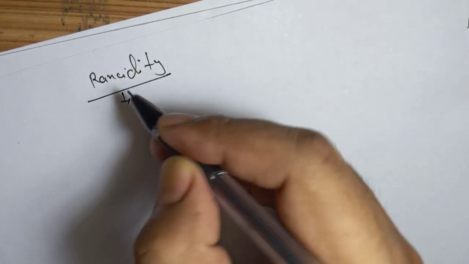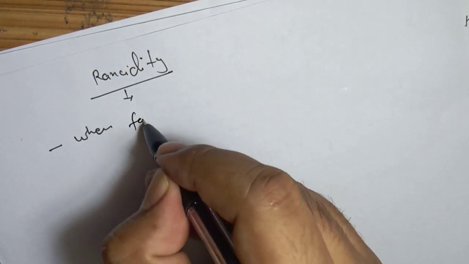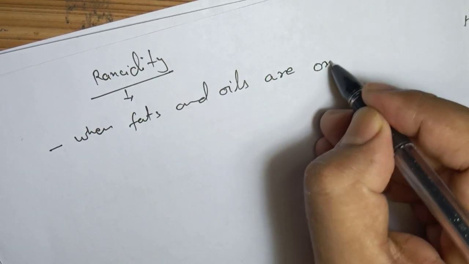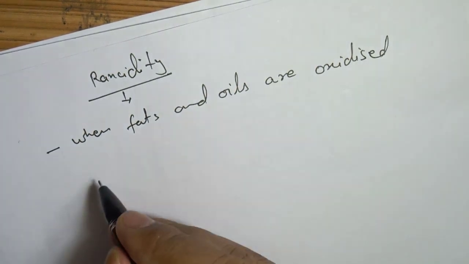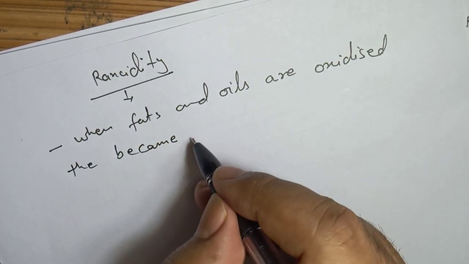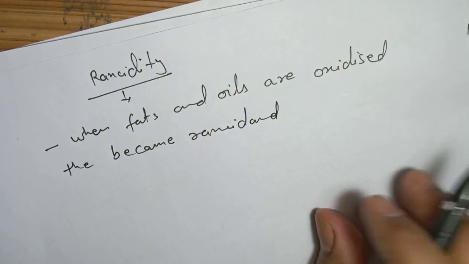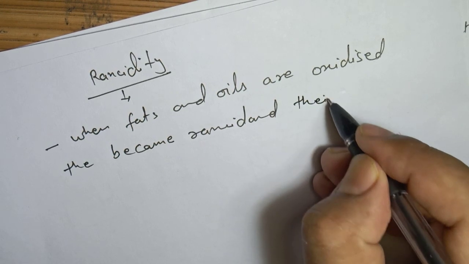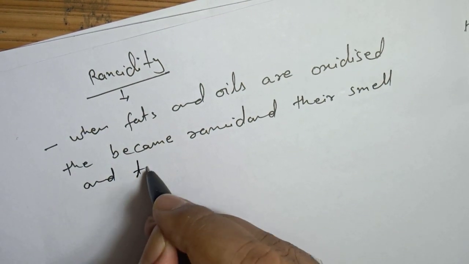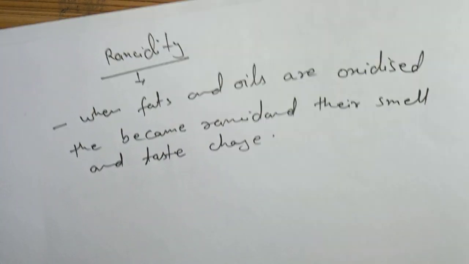What's that? Okay, so when fats and oils are oxidized, they become what? They become rancid. And rancid ones are going to have their smell and taste change.